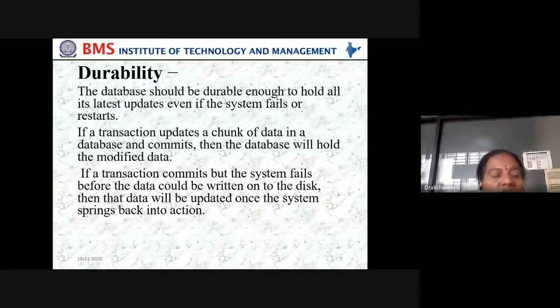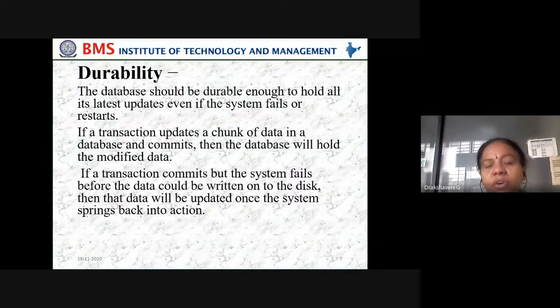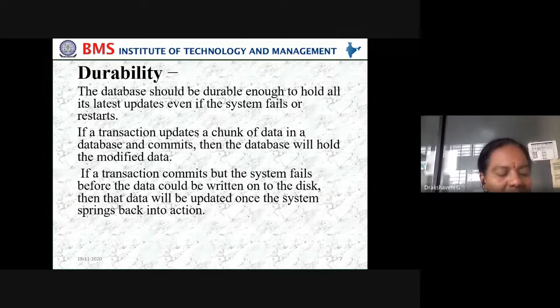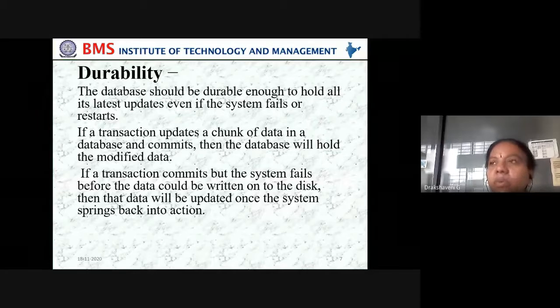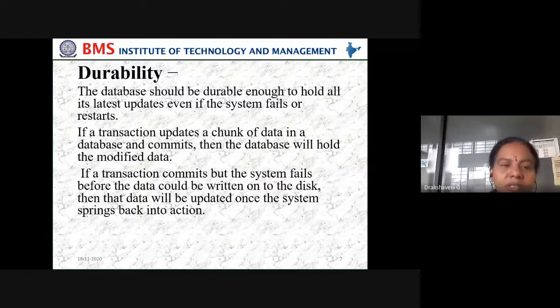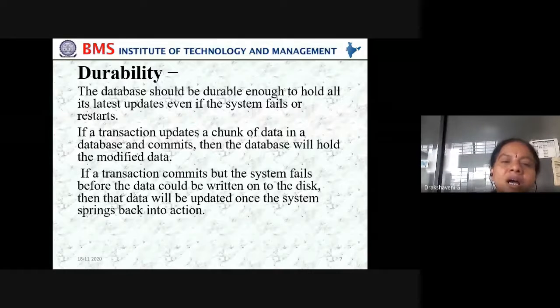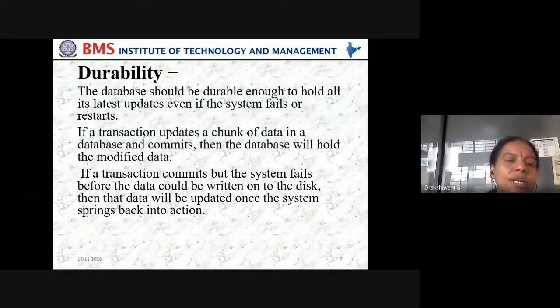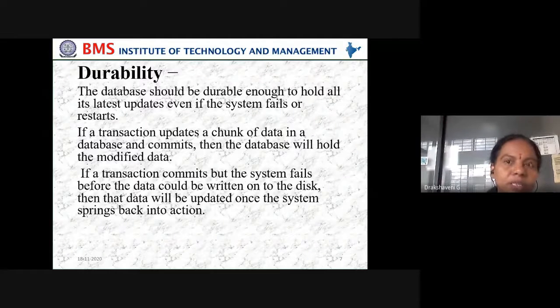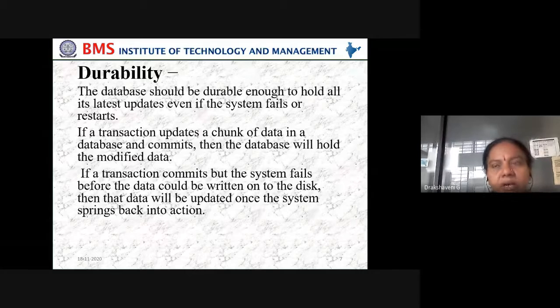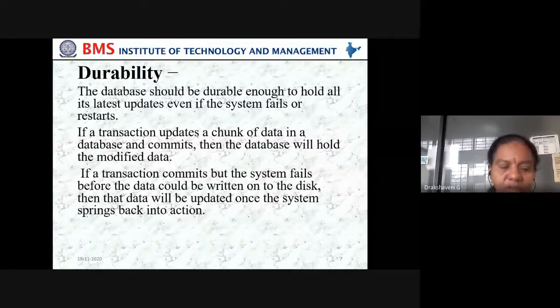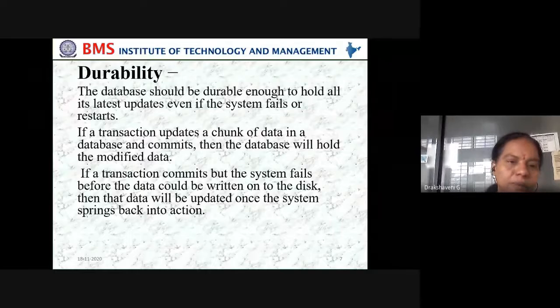The same way in programming, we speak of the scope of a local variable and the scope of a global variable. A local variable has a life only within that function, whereas a global variable can be used until the program completes. In the same way, durability means the database should hold its latest updates, like the latest operating system or the latest SQL version.